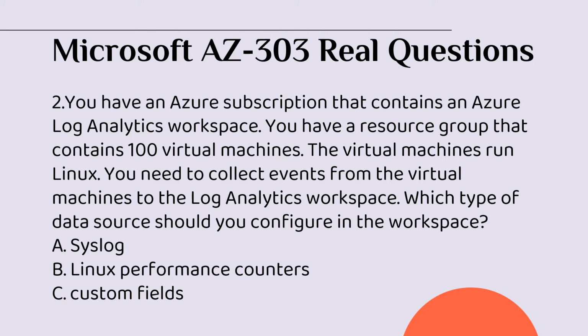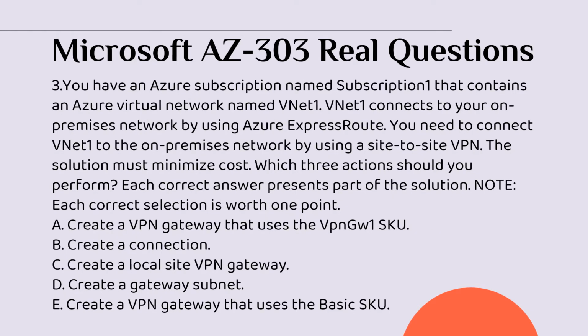C. Custom fields. 3. You have an Azure subscription named Subscription1 that contains an Azure virtual network named VNet1. VNet1 connects to your on-premises network by using Azure ExpressRoute. You need to connect VNet1 to the on-premises network by using a site-to-site VPN. The solution must minimize cost. Which 3 actions should you perform? Each correct answer presents part of the solution. Note: each correct selection is worth 1 point.